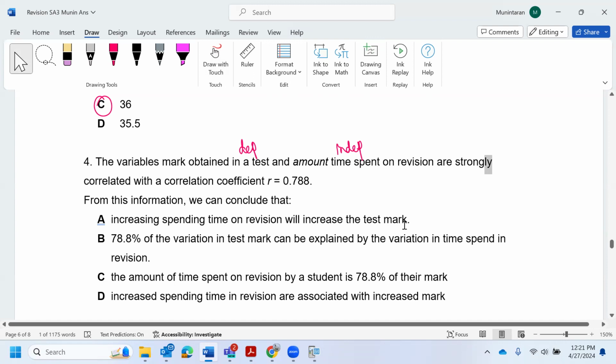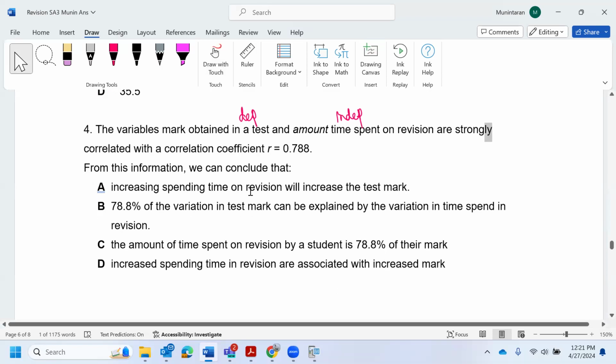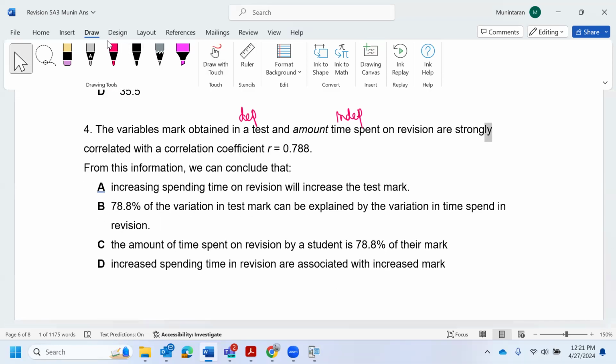Sounds a bit okay. Let's see whether we have any better option or not. 78% of variation, definitely not. It's not about variation. This is about R squared, so definitely no, it's not. The amount of time spent on revision by the student is 78 point. This marks is not.